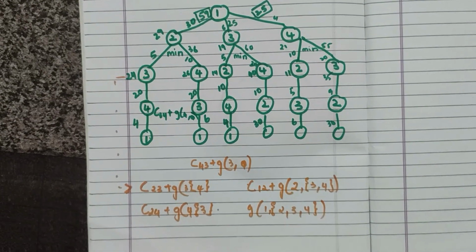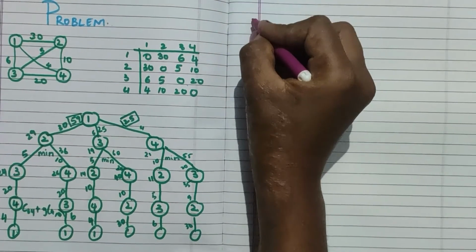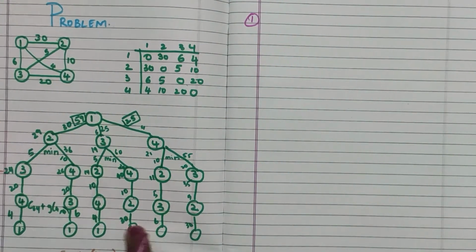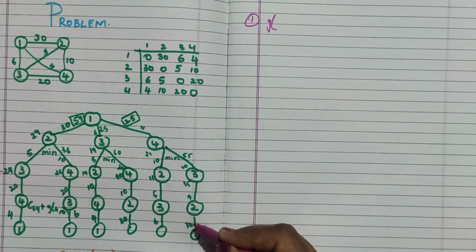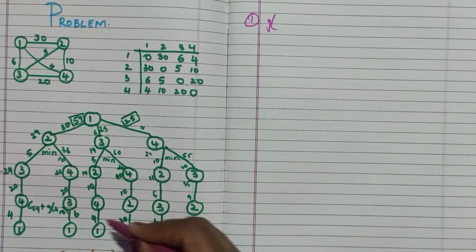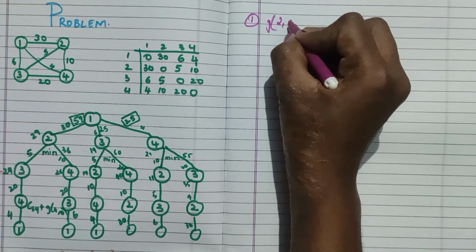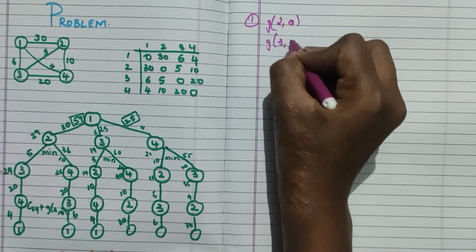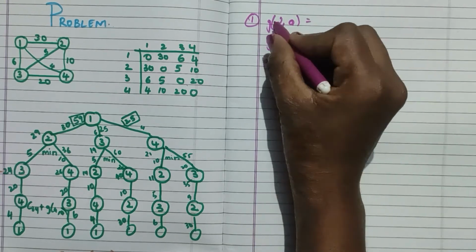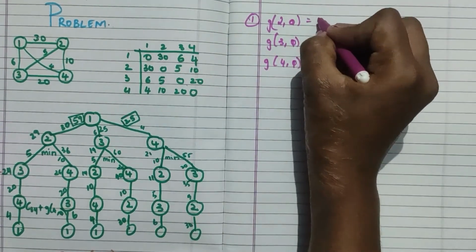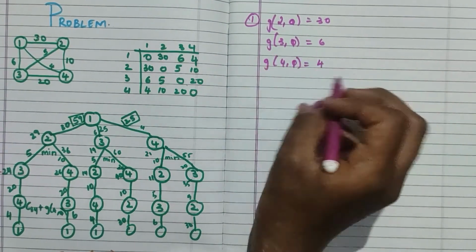Now we will learn how to solve this in formula. Now first step. Here you have these nodes. So let's solve for this. So g of, if you see here, you have 2 to the null, 3 to the null, 4 to the null. So what we will do, we will be finding out g of 2 to the null, and then g of 3 to the null value, and then g of 4 to the null value. So what is the value? 2 to the null value is 30. So here it's 6 and here it is 4. So first step got over.